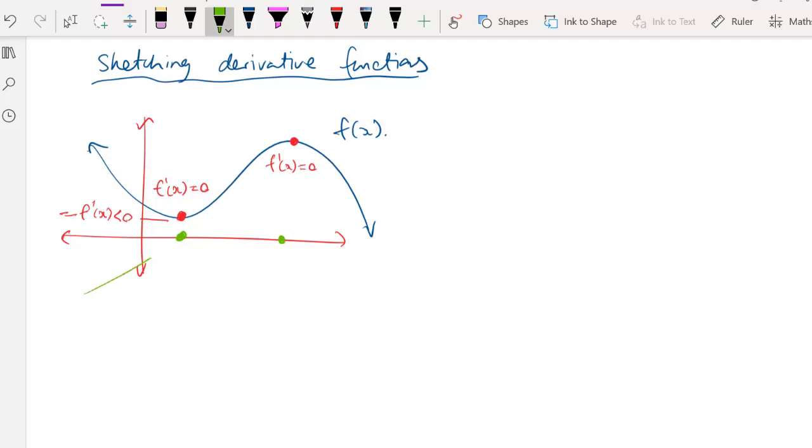So we can draw that in. Now, when we then look at this next section, we can see that it has 0 and positive and 0.